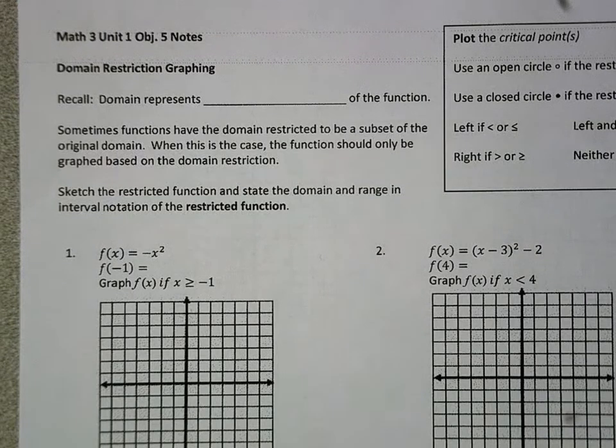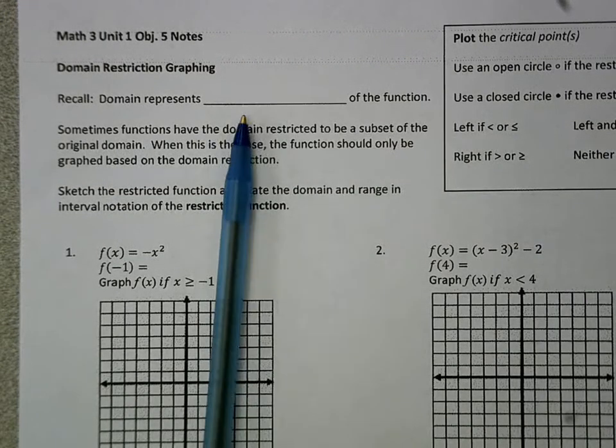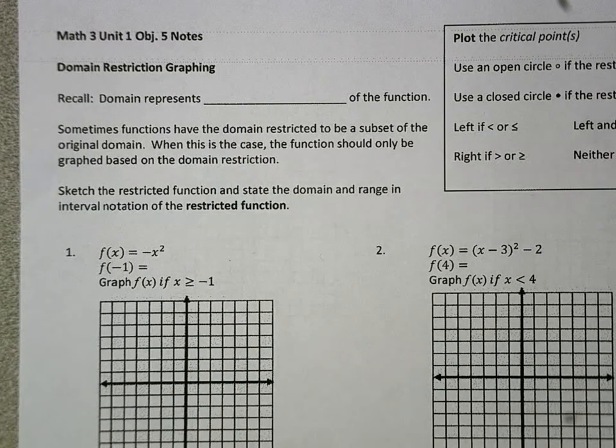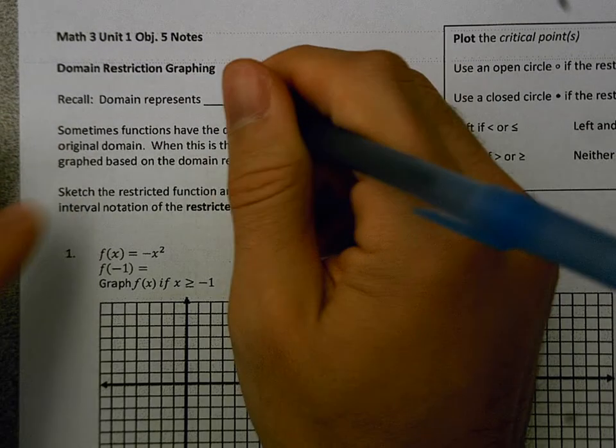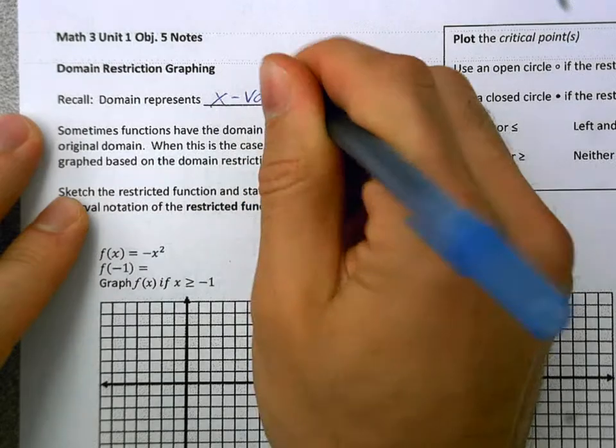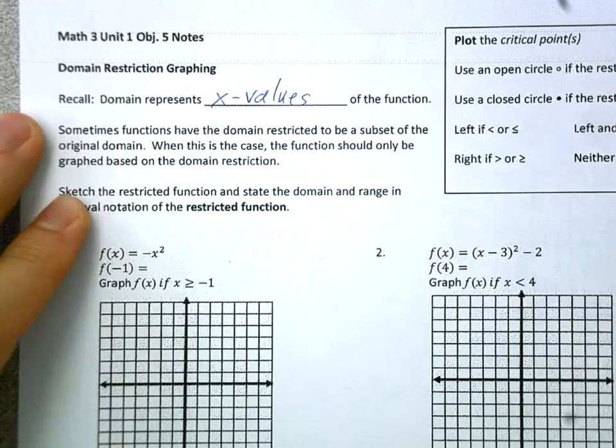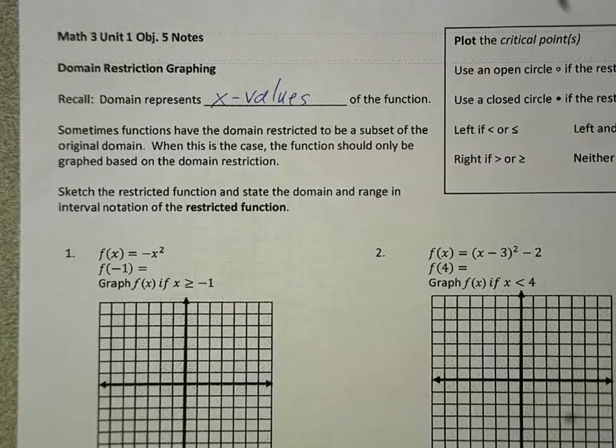to here. So, first off, let's just remind ourselves, domain represents the blank of the function. What part of the function, or what are we talking about when we talk about domain? X values. Perfect. The X values.